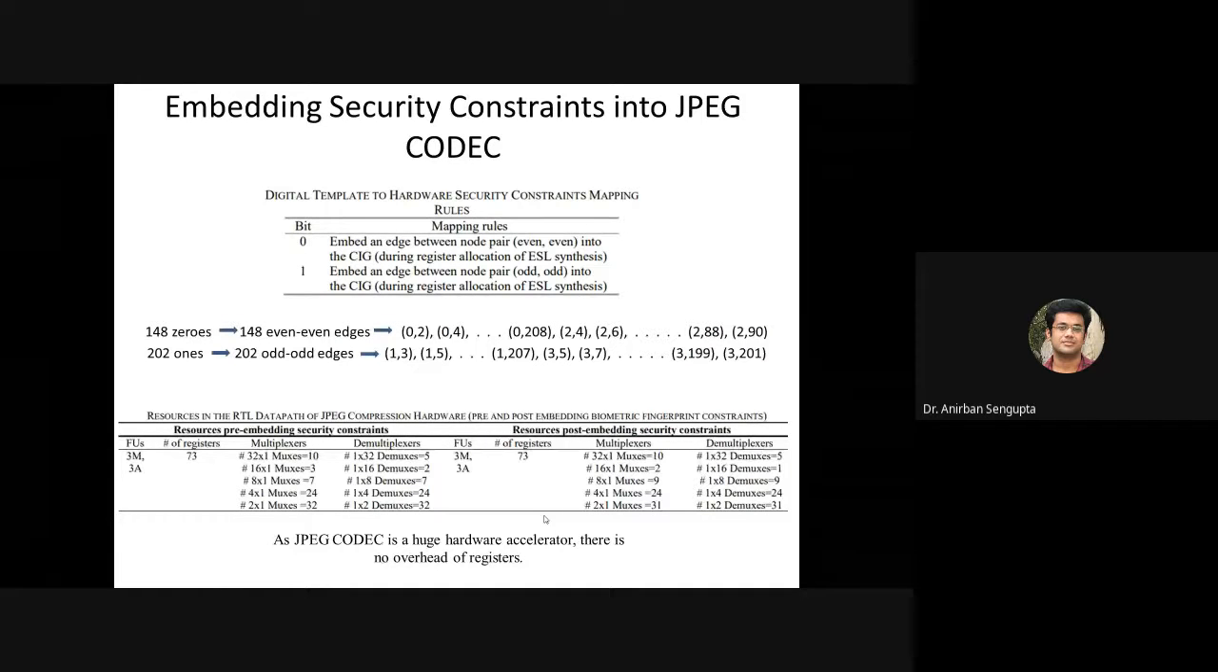Once these are done, then based on the mapping rule of the ESL synthesis, we can again embed that into the DSP design, for example, in JPEG codec as an application, and we can find out what are the resources pre-embedding security constraints and what are the resources post-embedding security constraints. And we can also find out the number of multiplexers and demultiplexers, as well as the number of FUs in terms of multipliers, adders, subtractors, dividers, and so on.